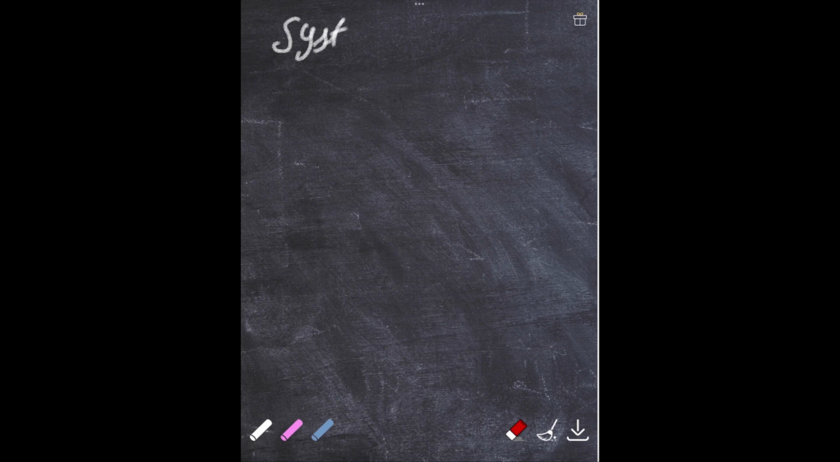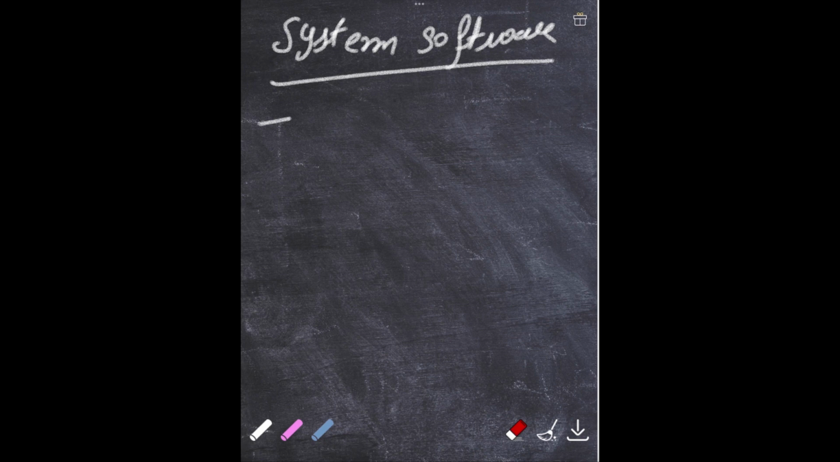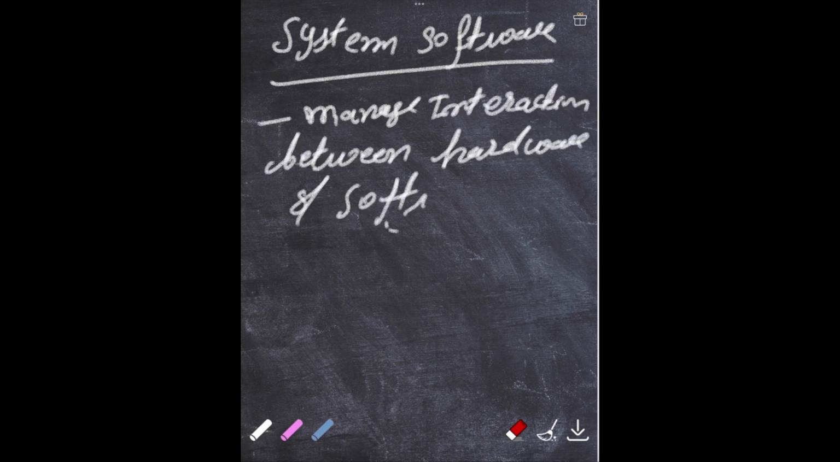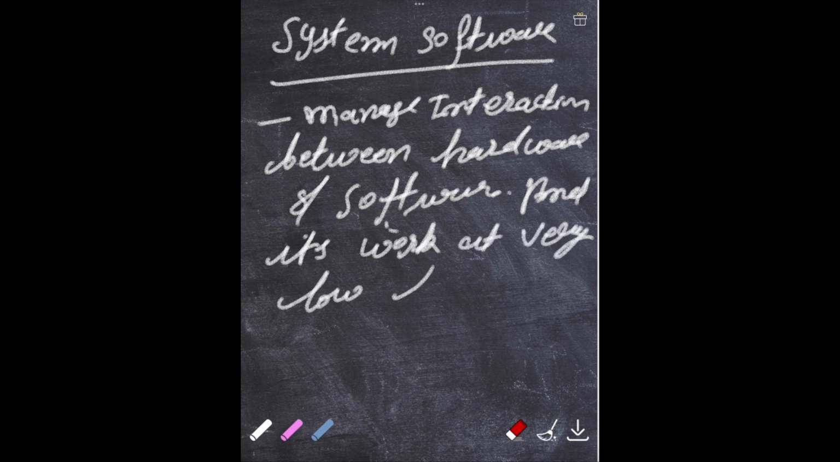The next question is, what is system software? System software works at a very low level, and it is a computer program that helps the user run computer hardware or software and manages the interaction between them. The system software manages the interaction between hardware and software, and it works at a very low level, or we can say at the binary level.